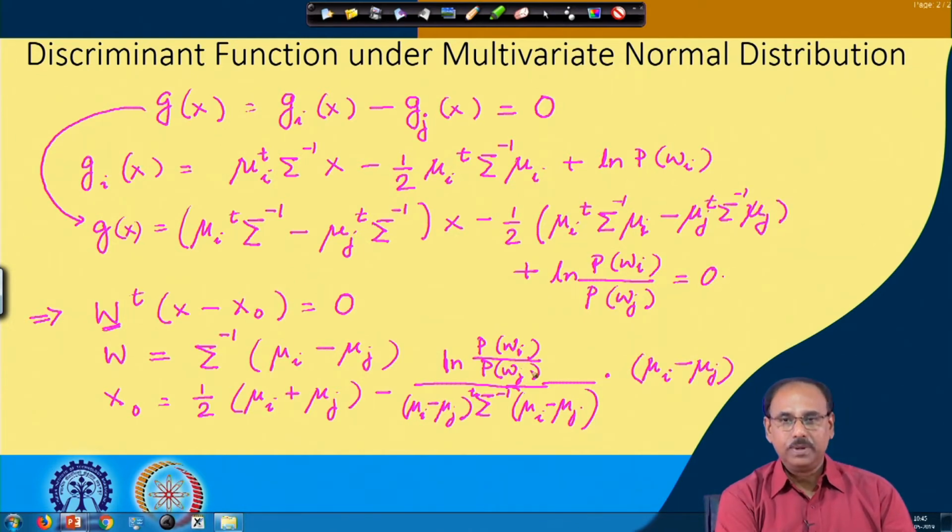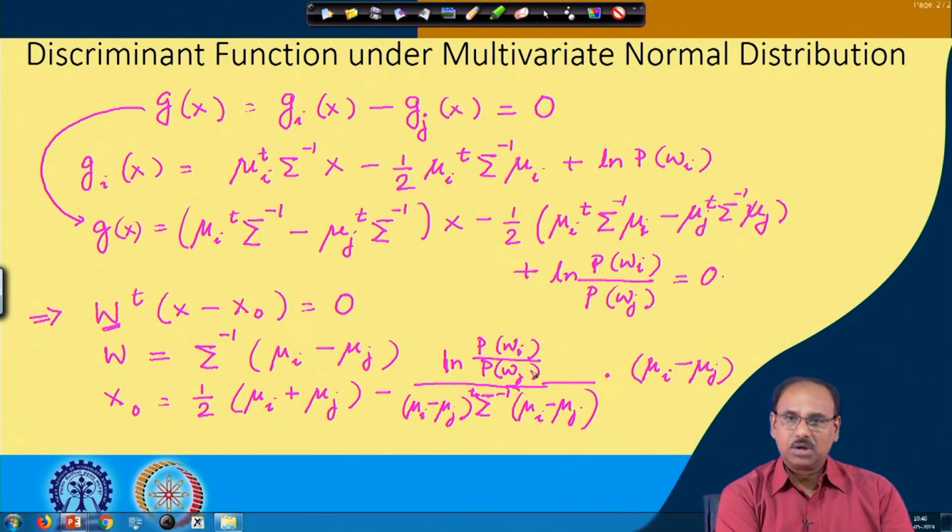X naught, as before, if I assume P(omega i) and P(omega j) to be equal, that is, the classes to be equally likely a priori, in that case x naught as before becomes half of (mu i plus mu j). So, this expression again gives my decision surface. The decision boundary between the classes omega i and omega j is orthogonal to W, but unlike in the previous case, it is not orthogonal to the line joining mu i and mu j.